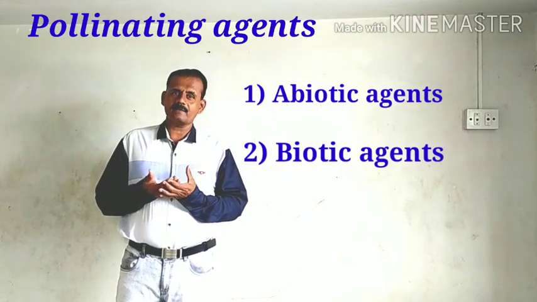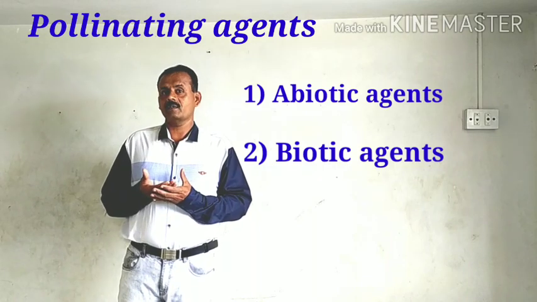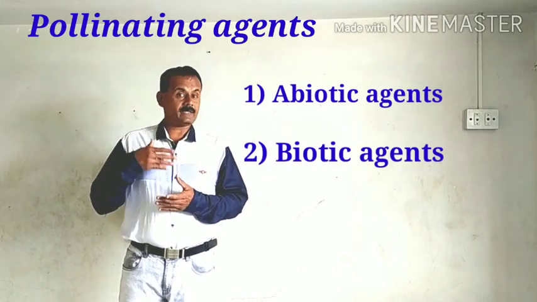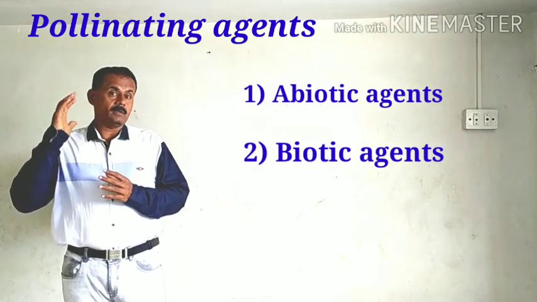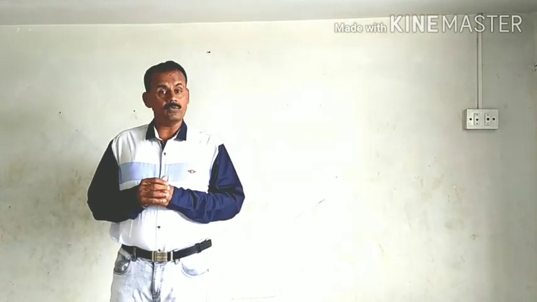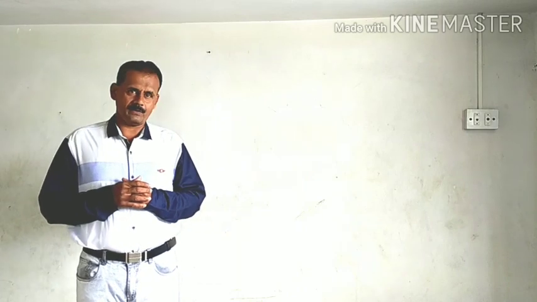What are these abiotic pollinating agents and biotic pollinating agents? What are the different examples, and what are the different peculiarities of the flowers? We will see this in the next video. Thank you.